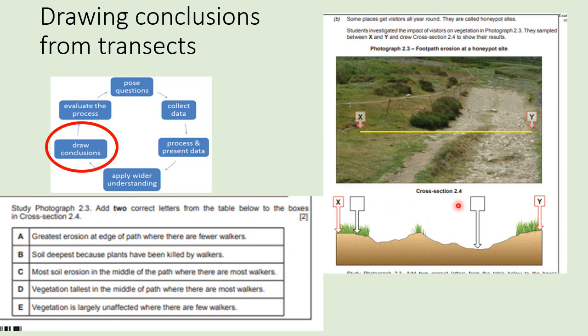statements go where. And if you look, greatest erosion at the edge of the path, well, that's not true. Soil's deepest because plants have been killed by walkers. Well, it's deepest there, there's no plants, that must be true. Most soil erosion in the middle of the path, where there's most walkers. Actually, I'm not sure I'm convinced by that one. In the middle doesn't seem to be the most. Vegetation is tallest in the middle of the path, that's not true. Vegetation is largely unaffected where there are a few walkers. And again, if I look over here, that's true. So again, a really simple multiple choice type question. We're interpreting some results from a transect.